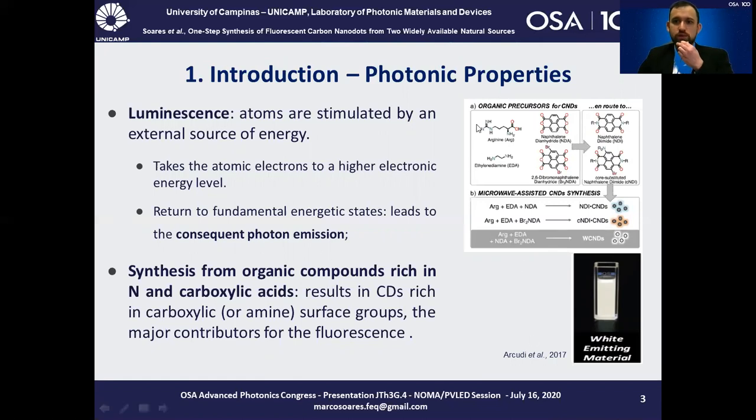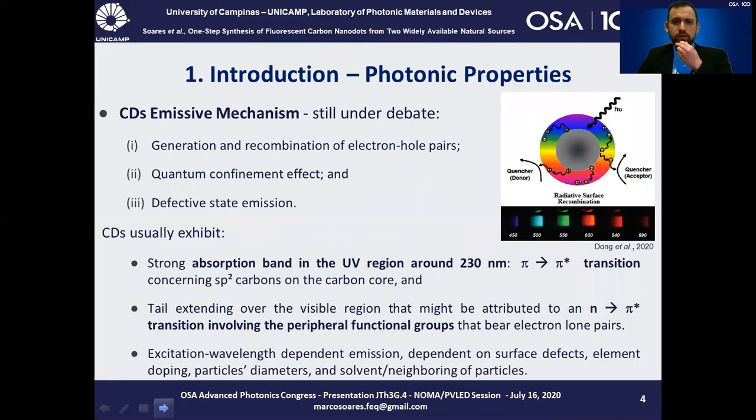If you choose properly the reactants, if the nitrogen or oxygen and other heteroatoms like a bromine source, you can obtain very different compounds. For example, in the synthesis, the authors present blue, red, and even pure white light emission. But how this emission takes place, the mechanism of the CDs, is still under debate. The main hypotheses are the generation and recombination of electron-hole pairs, the quantum confinement effect, especially for the crystalline structures like the graphene quantum dots, and the defect state emission.